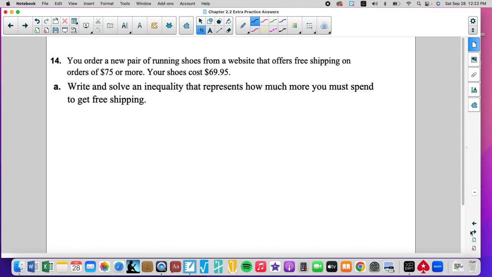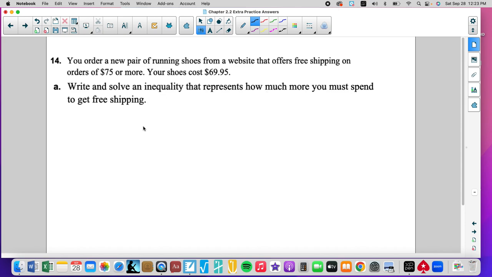Make sure that you are familiar with the different verbiage and the different phrases to translate. You order a new pair of running shoes from a website that offers free shipping on orders of $75 or more. Your shoe costs $69.95. Write and solve an inequality that represents how much more you must spend to get free shipping.